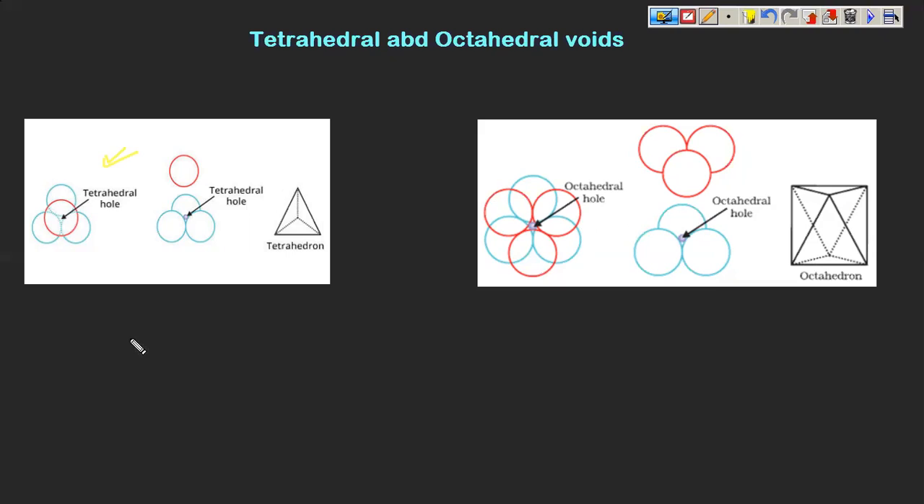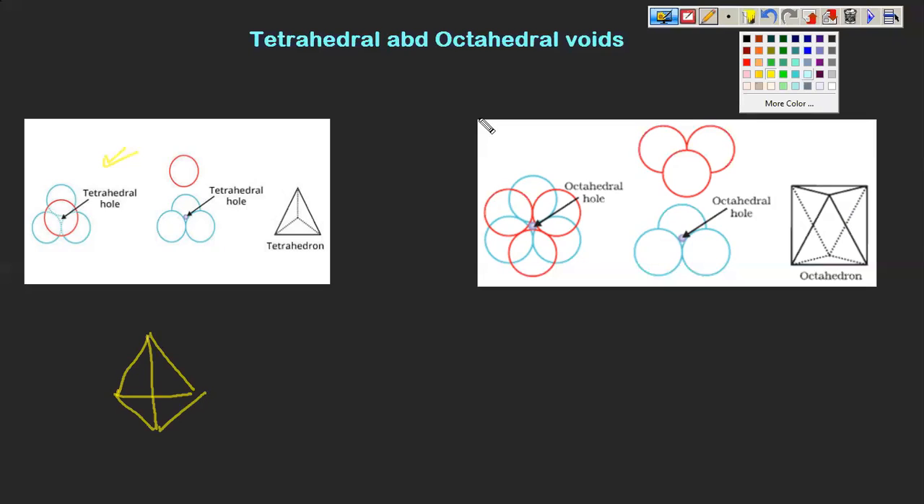A tetrahedral void is formed when the trigonal void of the first layer is completely covered by a sphere of the second layer. See here, it forms a regular tetrahedron like this. So how many particles are there? 4 particles. A tetrahedral void is covered by 4 different particles. 1, 2, 3, and this is the 4th one.